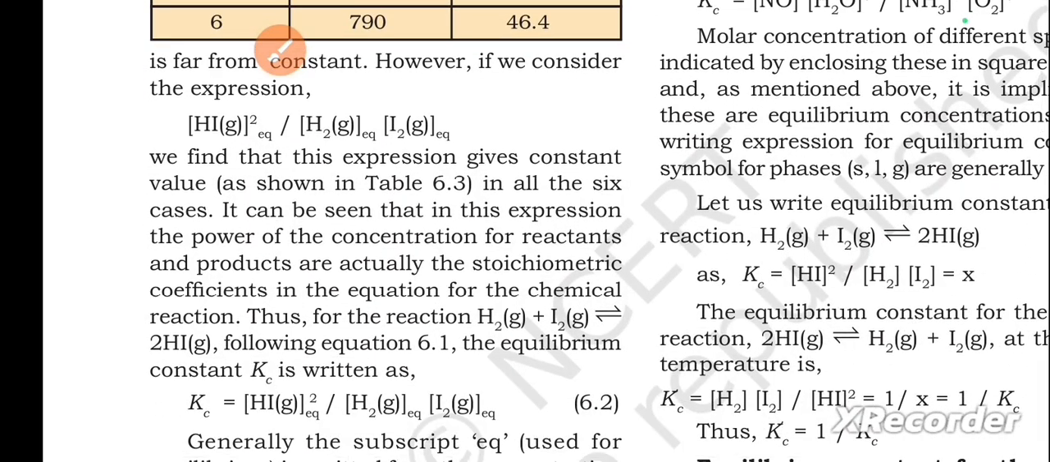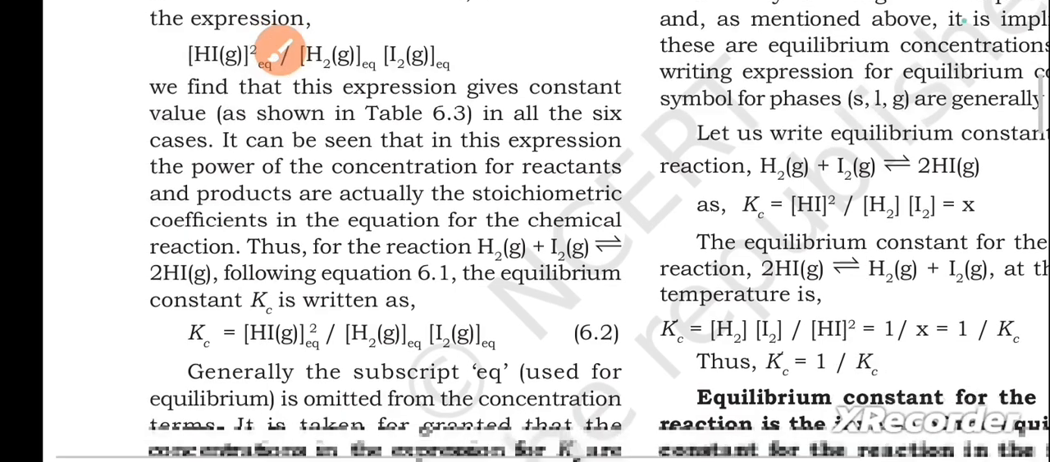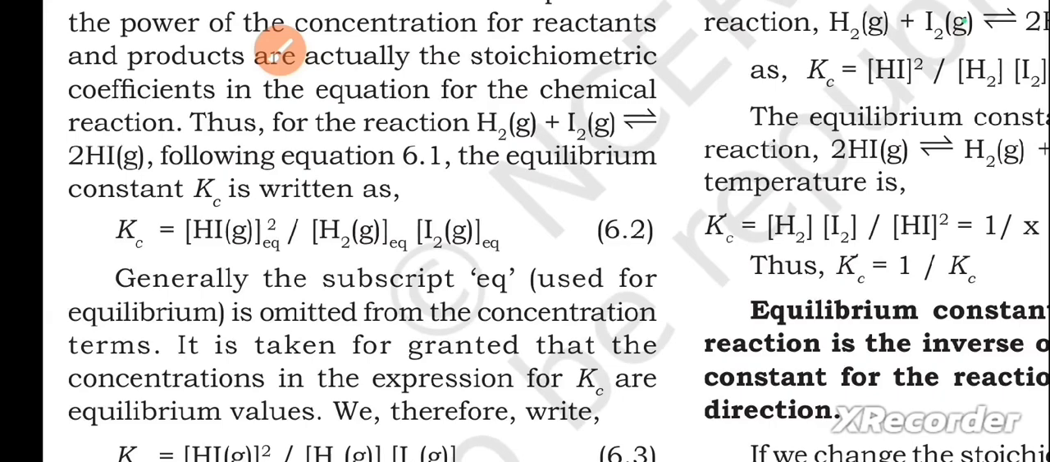It can be seen that in this expression, the powers of the concentrations of reactants and products are actually the stoichiometric coefficients in the equation for the chemical reaction. Thus, for the reaction H2 gaseous plus I2 gaseous gives 2HI gaseous, following equation 6.1, the equilibrium constant Kc is written as given below.